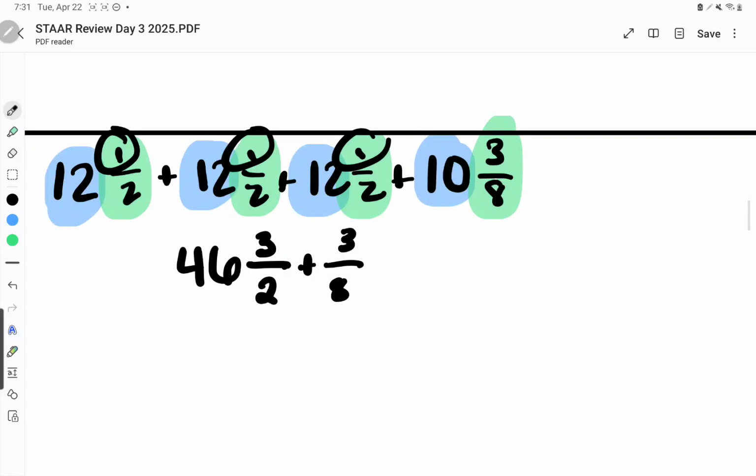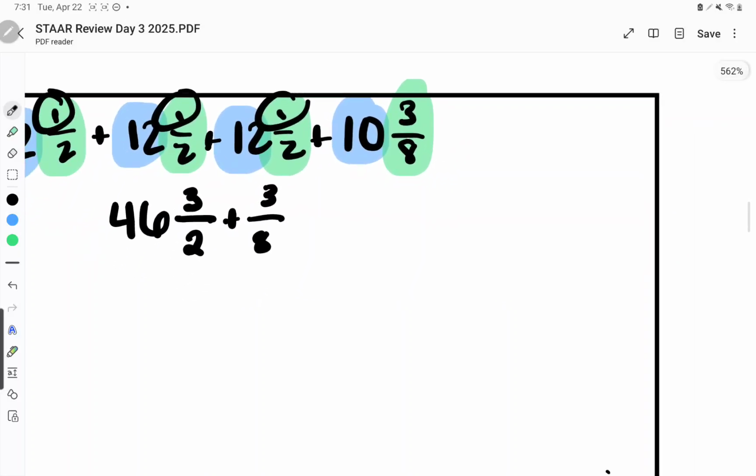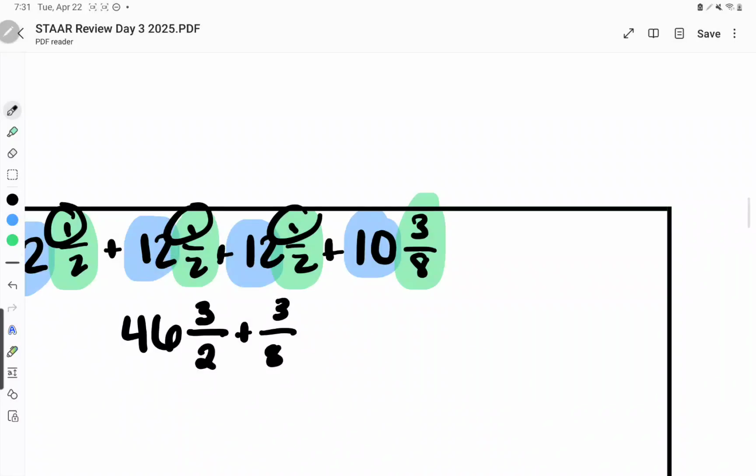Now I have to find the same denominator. So that means I have to find the least common denominator. What would be the least common denominator between 2 and 8? Well, I would go over here to 2 and 8. 2 times 1 is 2. 2 times 2 is 4. Times 3 is 6. Times 4 is 8. I see 8 right here for both of these. So I know that my least common denominator is 8.